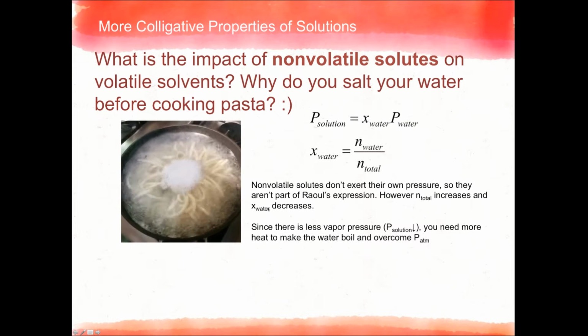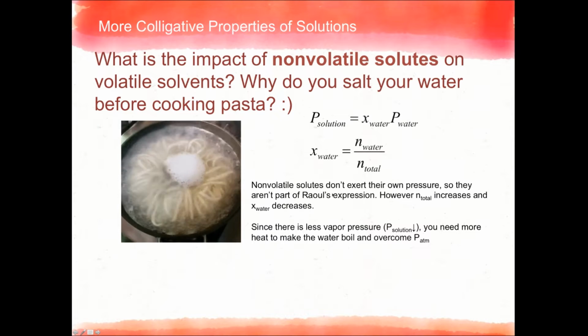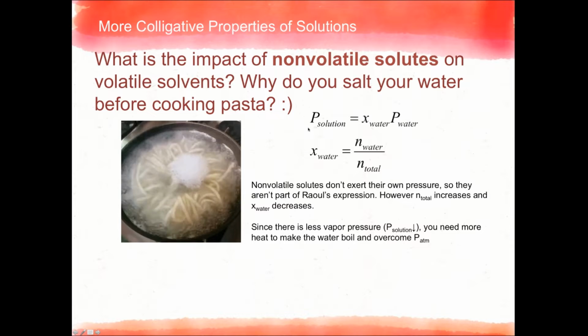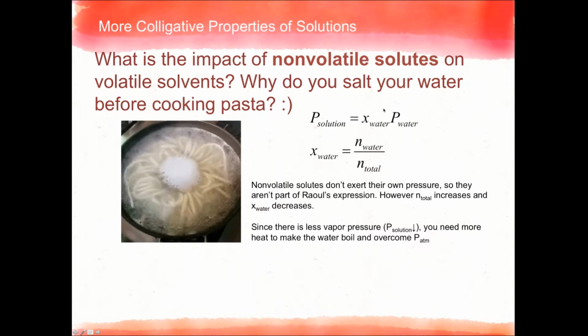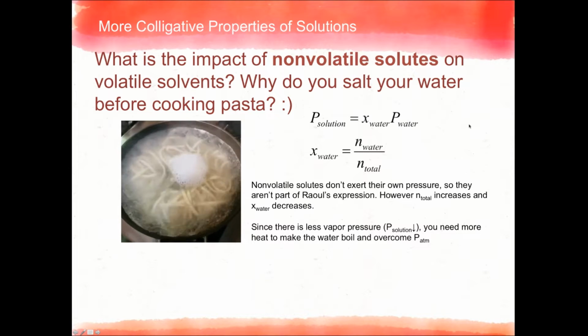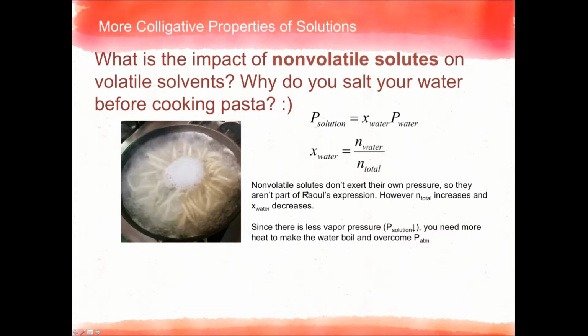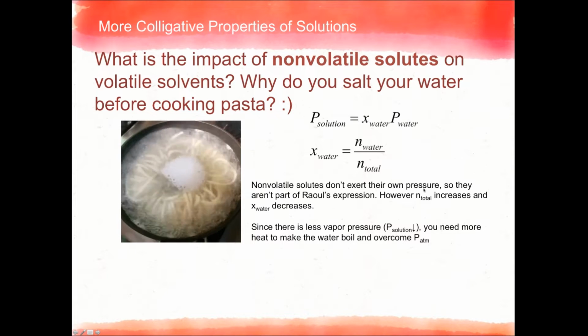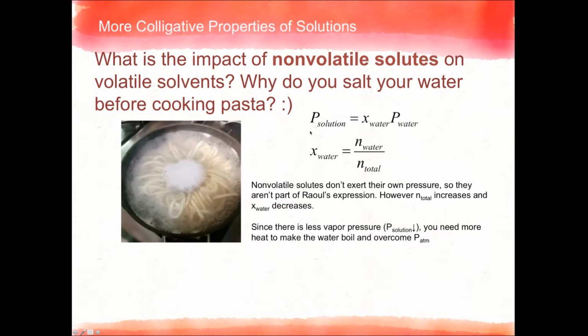Okay, so let's go over that for a second. Non-volatile solutes don't exert their own pressure. That's why, unlike the previous examples in Raoult's law, where we had the pressure of the solution equals the mole fraction of a solute that's volatile times its vapor pressure plus the mole fraction of the solvent times its vapor pressure, with a non-volatile solute, a solid ionic compound, it's not going to exert its own pressure. So you don't include it in Raoult's expression.